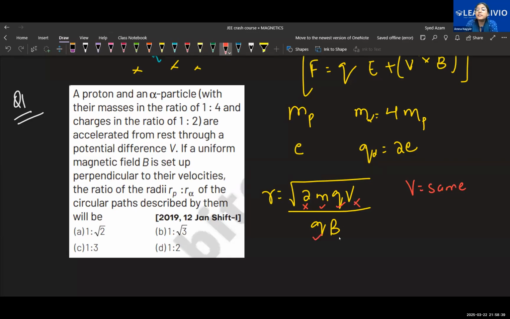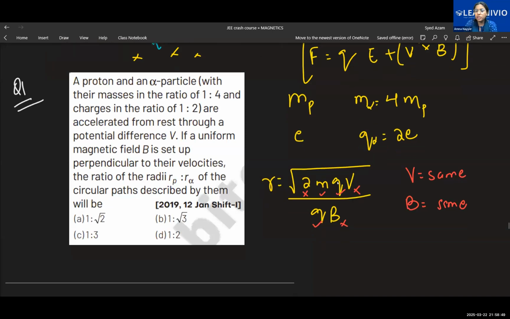Again, it's in the same magnetic field. We'll not consider the magnetic field. So directly you can say m by root q, because when you rationalize the charge, if I multiply and divide it by the charge, I'll get under root. Radius is directly proportional to under root m by q. That's it. Now let's use masses ratio, 1:4.